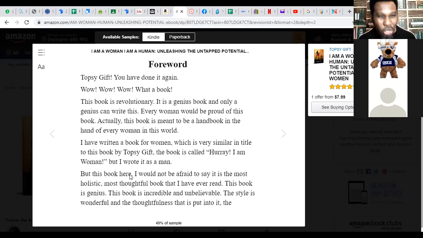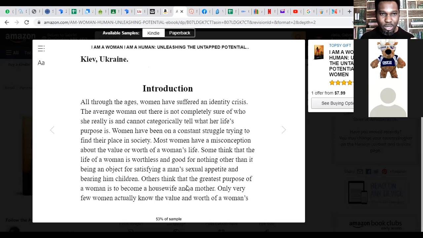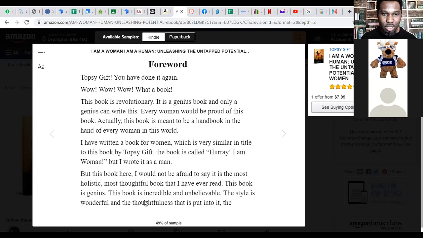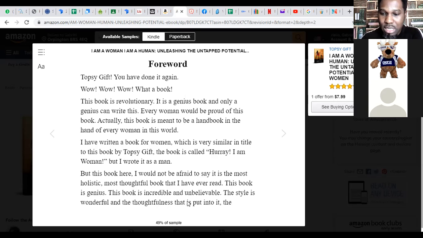He said, "But this book here, I would not be afraid to say it is the most holistic, most thoughtful book that I have ever read. This book is genius. This book is incredible and unbelievable. The style is wonderful." Sorry, where am I now? This is the introduction. Okay. "And the thoughtfulness that is put into it."